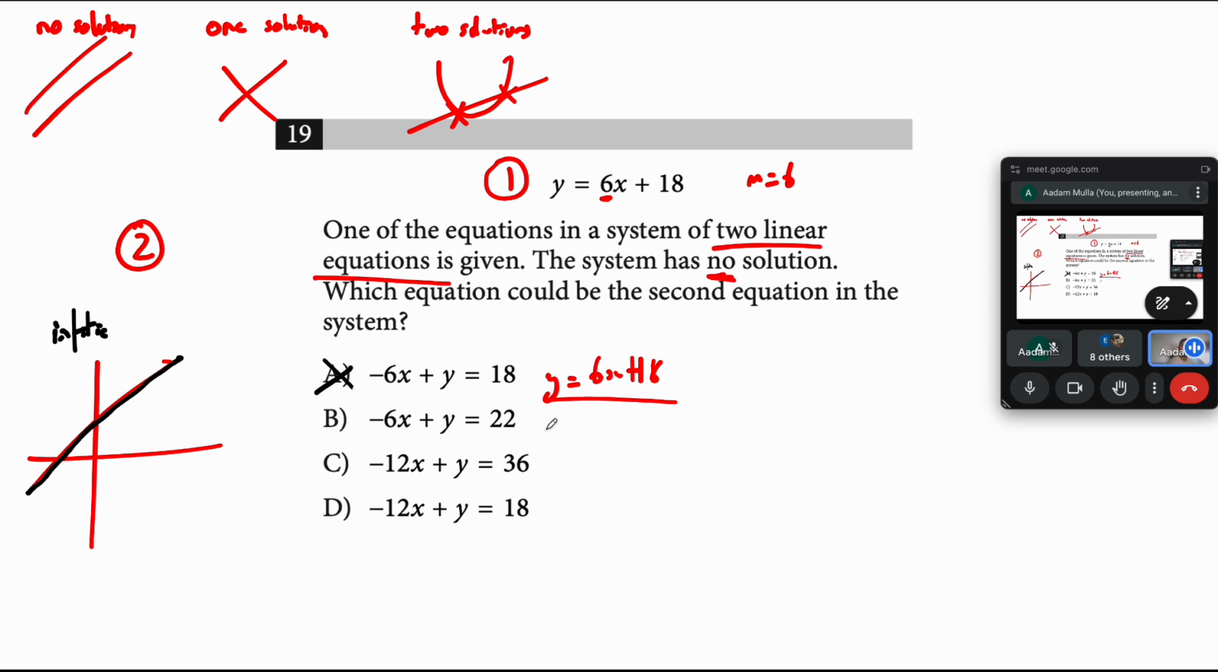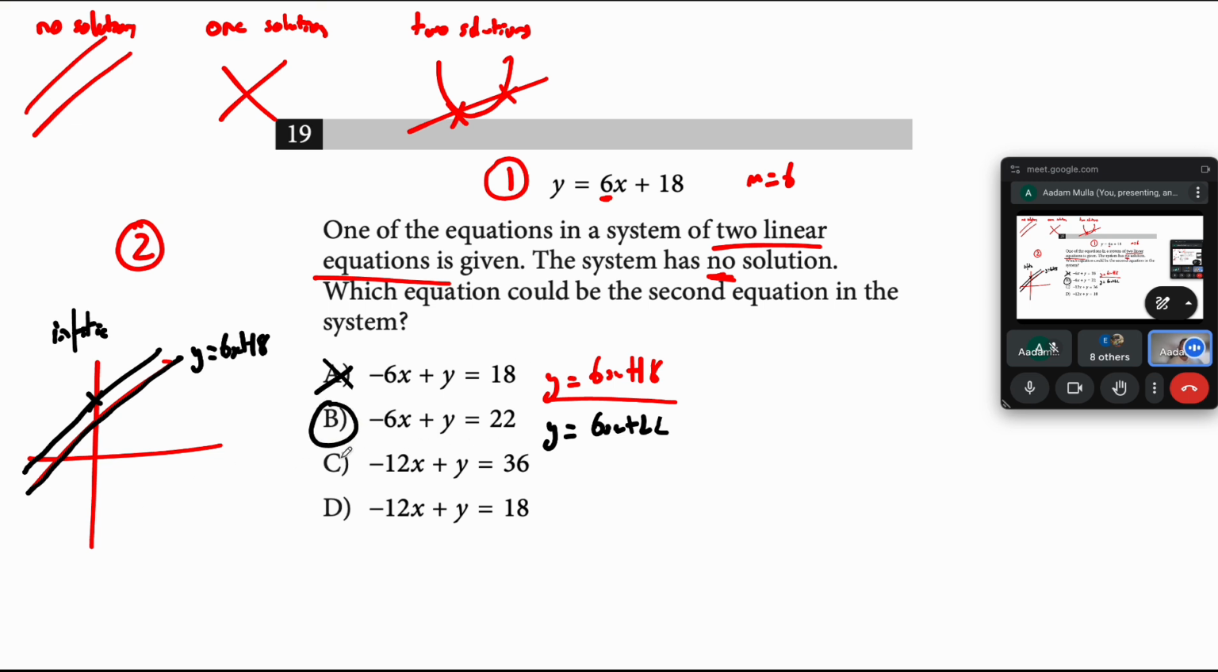For the next one, we have y equals, if I rearrange it, 6x plus 22. And if I plotted both of these on, this one is y equals 6x plus 18. And this one is y equals 6x plus 22. So the y-intercept is over here, but they have the same gradient. And if you see, they've got no solutions because they're not crossing each other at any point. So that means this has to be B.